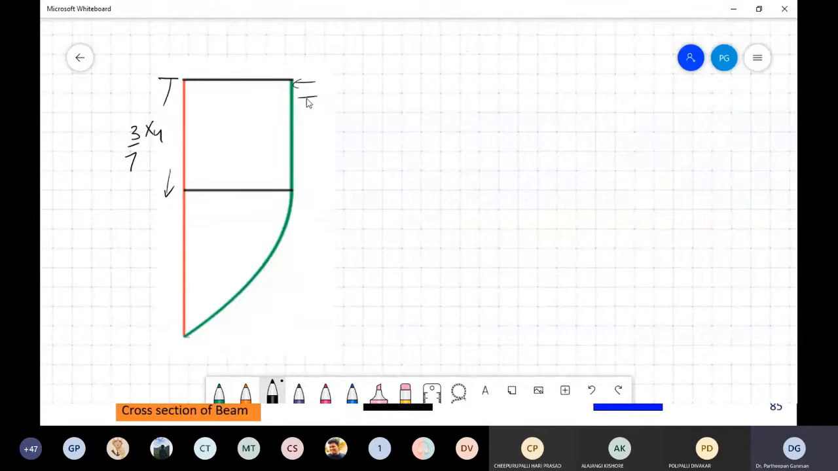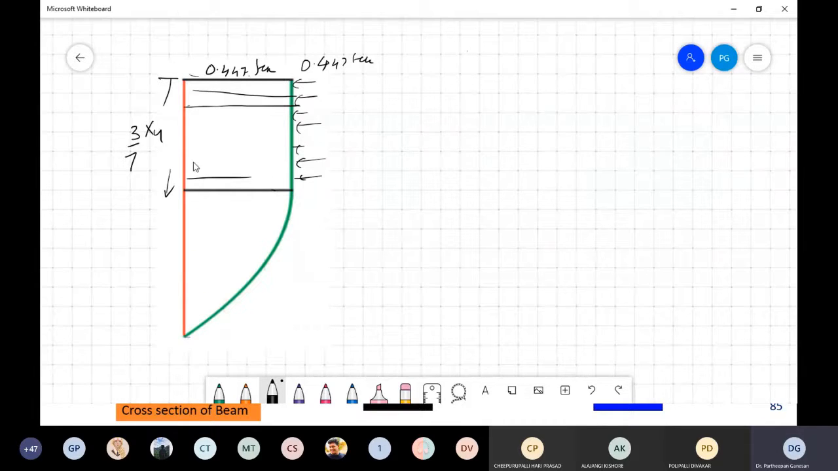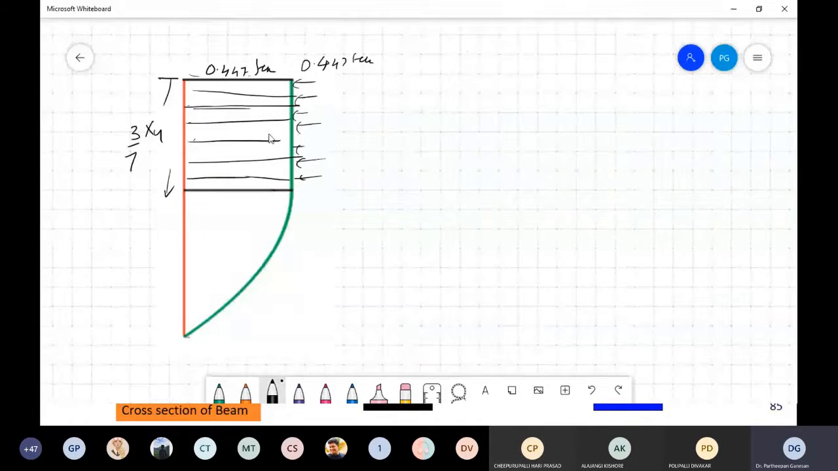And here your stress acting in the rectangular part is 0.447 FCK. So these are all constant from here to this depth. For the entire depth, it is only constant, only 0.447 FCK. Now, if you find out the C1, this is the C1.